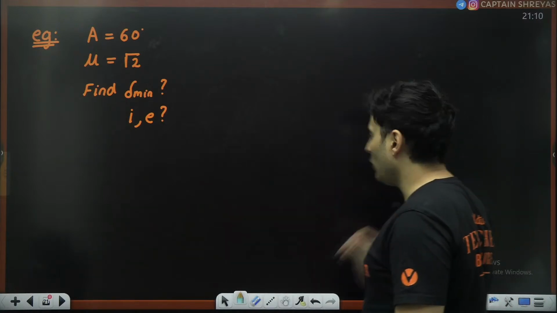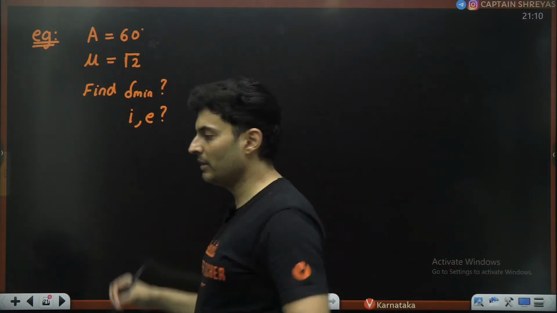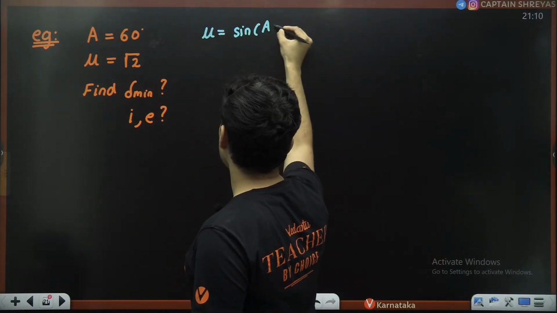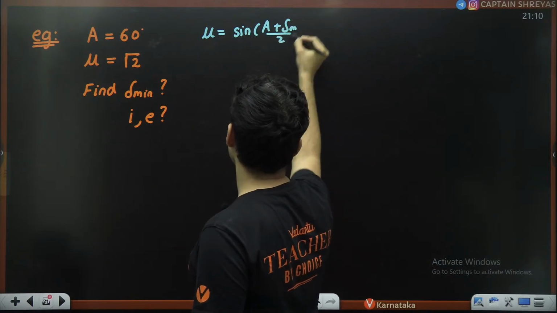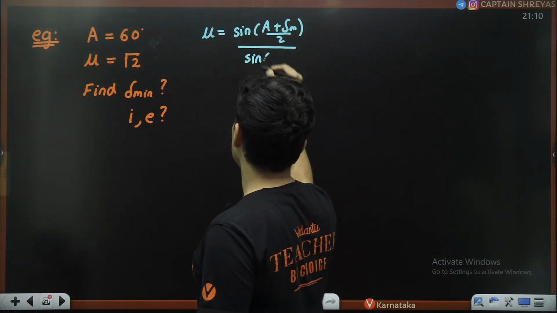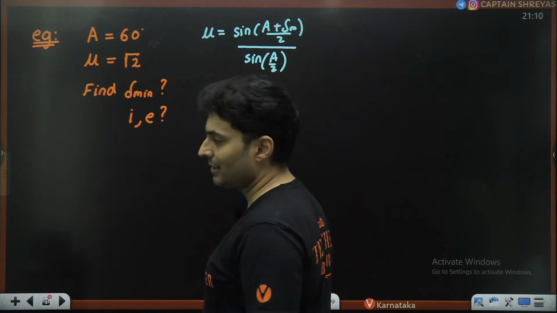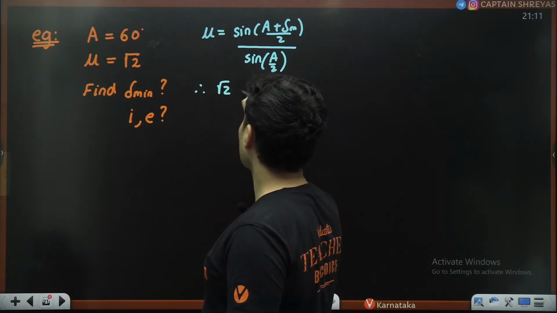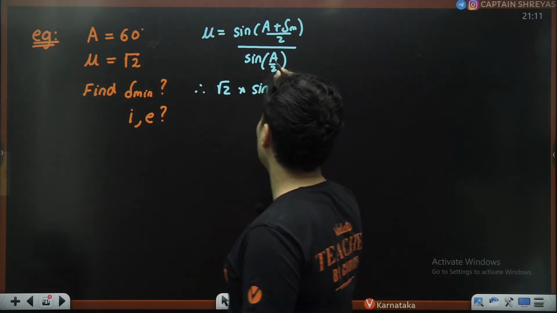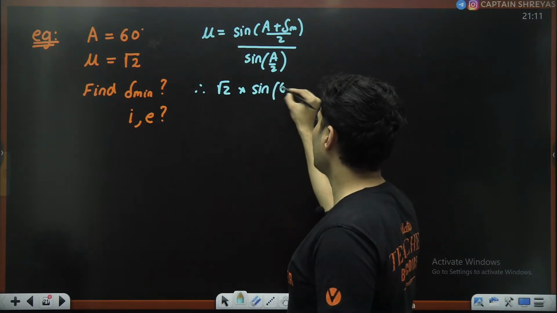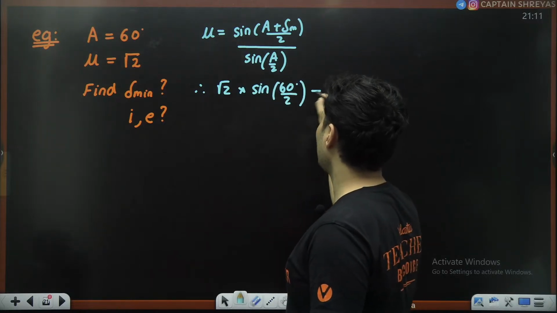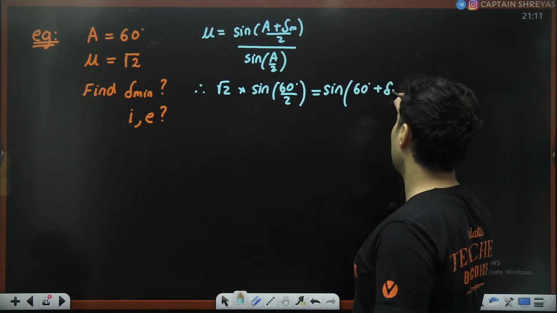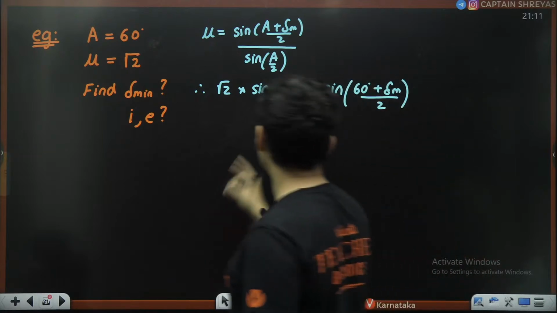I remember there was a formula which related refractive index and minimum deviation. Maybe I'll have to start with that. So mu is equal to sine of (A plus delta minimum) by 2, whole thing divided by sine of A by 2, if you remember this correctly. This was the formula. So mu is √2, multiplied by sine of A by 2, I have shifted it there. So sine of 60 degrees by 2 is equal to sine of (A, which is 60, plus delta minimum), the whole thing divided by 2.